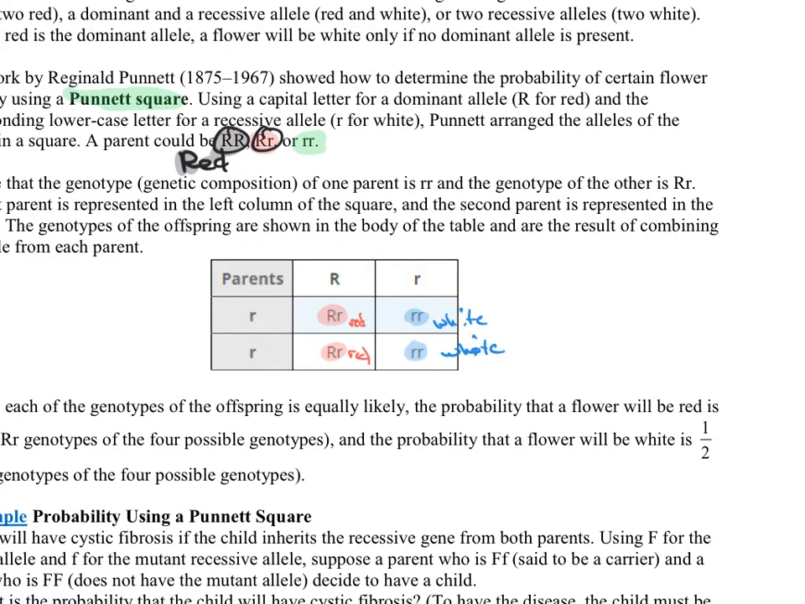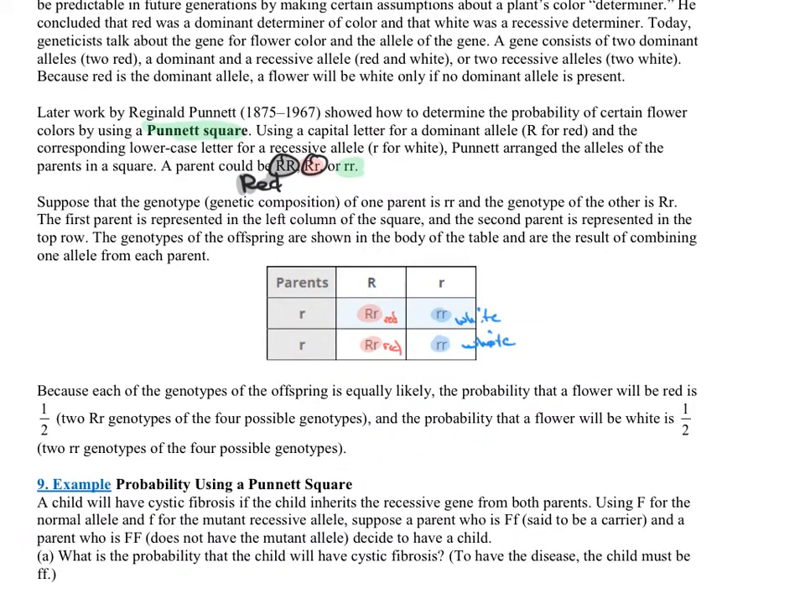It says, because each of the genotypes of the offspring is equally likely, there are 2 out of the 4 cases that are red, and 2 out of the 4 cases that are white. The probability that a flower will be red is 1/2. Again, that's 2 of the 4. And the probability that the flower will be white is 1/2. Again, that's 2 of the 4 possibles.